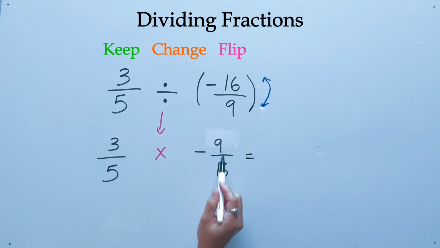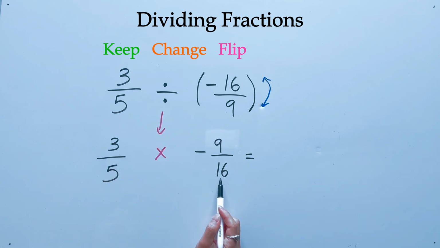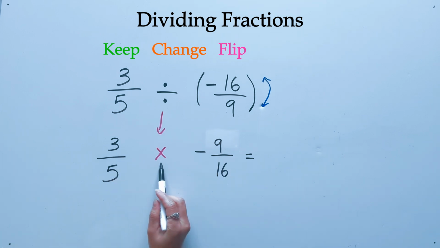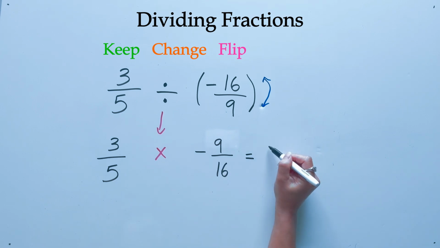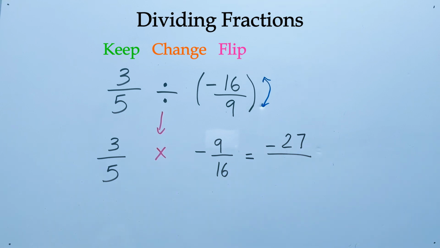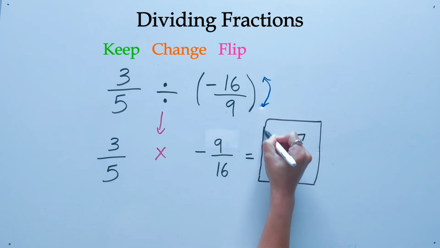So before we do the operation, let's see if we can simplify them. So 3 and 16 we cannot simplify. 5 and 9 we also cannot simplify. So now we have to do 3 times negative 9 is negative 27. 5 times 16 is 80. So this is our answer, and this is in the simplest form.